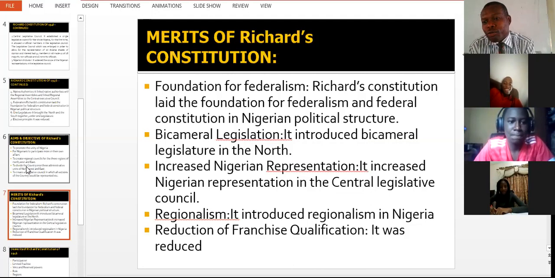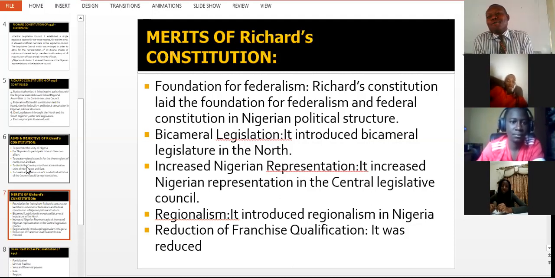The House of Representative, yes. The senators, we are 109. Then the House of Rep, how many are they? The lower house now. 360. Yeah, 360. Then when you add it together, when you sum it, what will it give you? 469. Thank you. 469. So that is it.